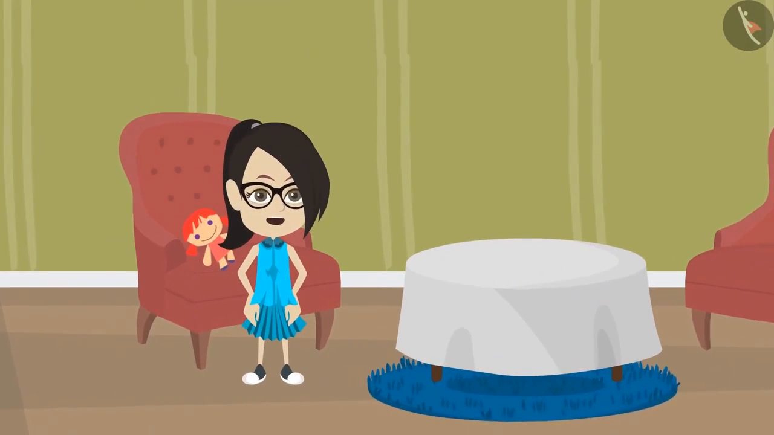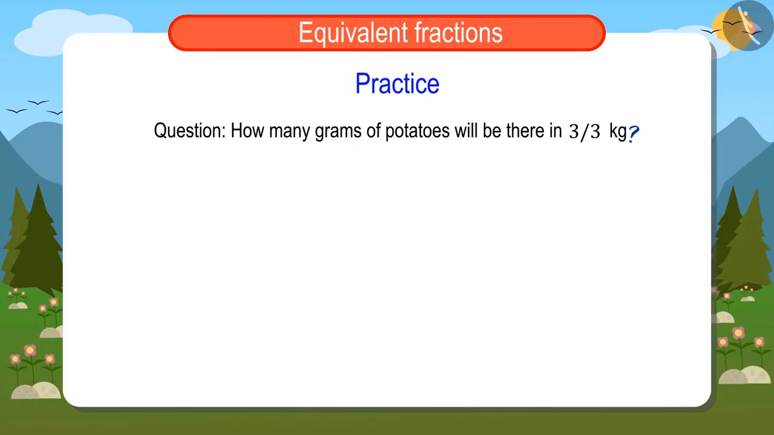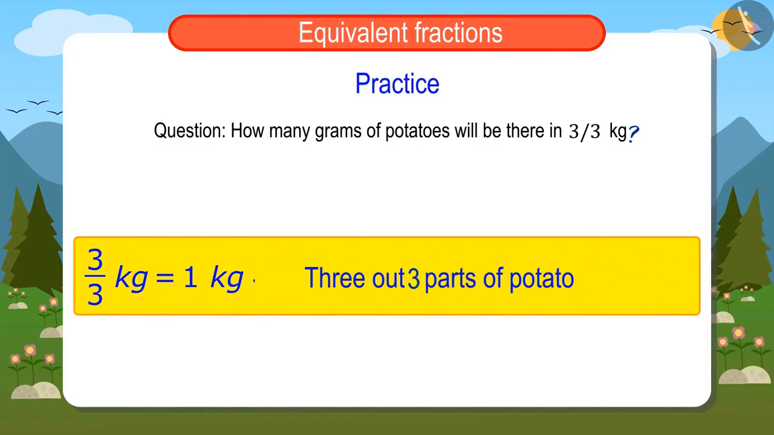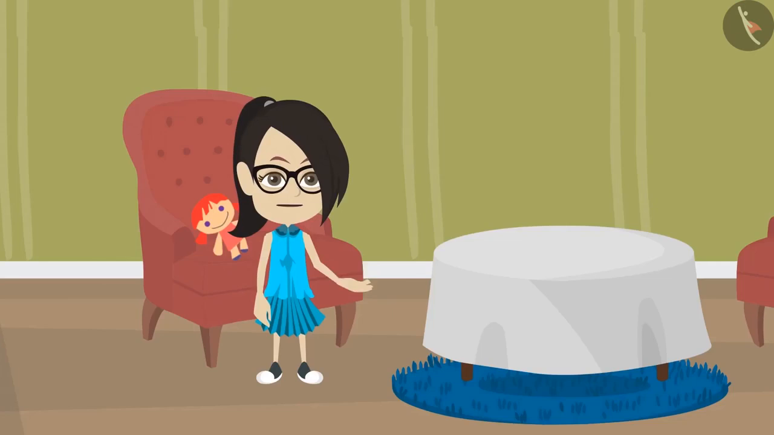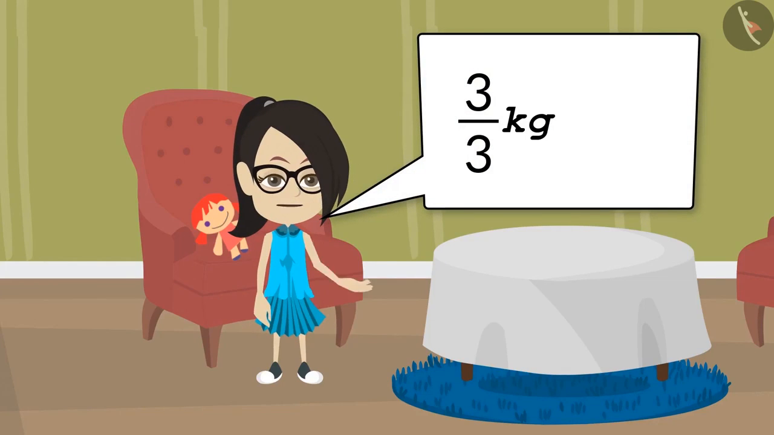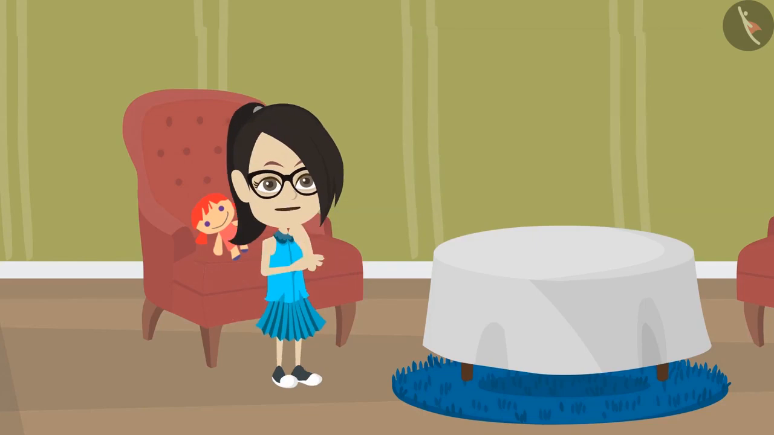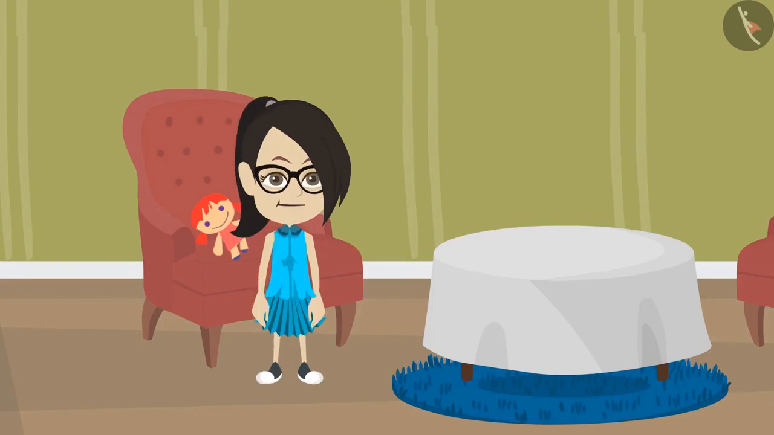Let us together find out how many grams of potatoes will be there in 3/3 kilograms. 3/3 means 3 out of 3 parts. That is, of a kilogram of potatoes, all 3 parts. Hey, but if after dividing a kilogram of potatoes into 3 equal parts, I keep all the 3 parts, it means that in 3/3 kilograms, there will be 1 kilogram of potatoes. Looks like I need to think once again if I am right.